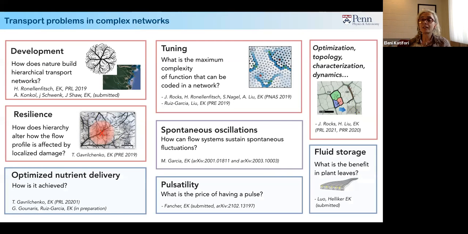Now, as I said, my group's bread and butter is networks, and we do a lot of stuff. These are some of the projects we've been looking at in the past 3-4 years, which includes fluid storage in leaves, resilience in networks, many things, topology. But more and more, as time progresses, we're realizing that the time component is very, very important.